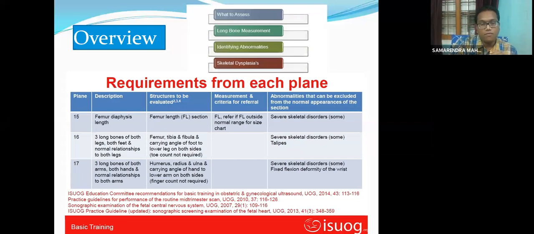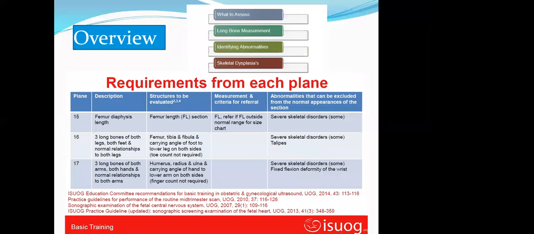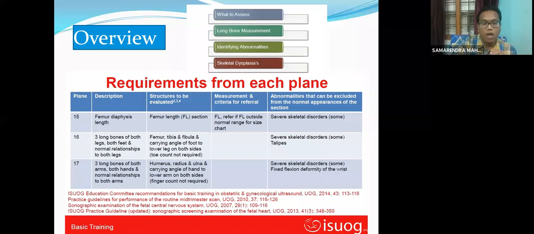So the requirement from each plane is that in plane 15, one measurement we have to make is the femur length measurement. And if the femur length falls outside the normal range, it may point towards some kind of skeletal disorder. In planes 16 and 17, we have to eyeball whether the upper limb and the lower limb are present or not. And if it is grossly normal, a subjective assessment, we do not need to go for any objective evaluation like measurement. But we have to search and see everything.